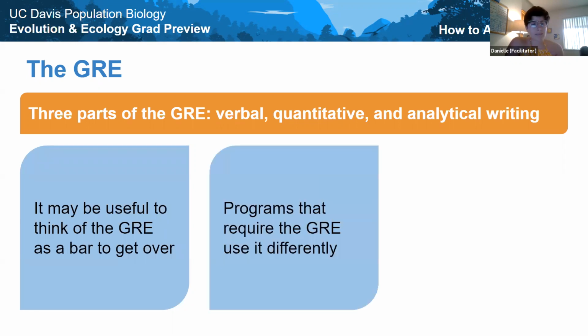And many programs that require the GRE use it differently. This can vary by program and person on the admissions committee. Percentiles are often used more than raw scores. So on the day of the test, it may be hard to tell what a good score is. And a good score will not guarantee a spot in graduate school.